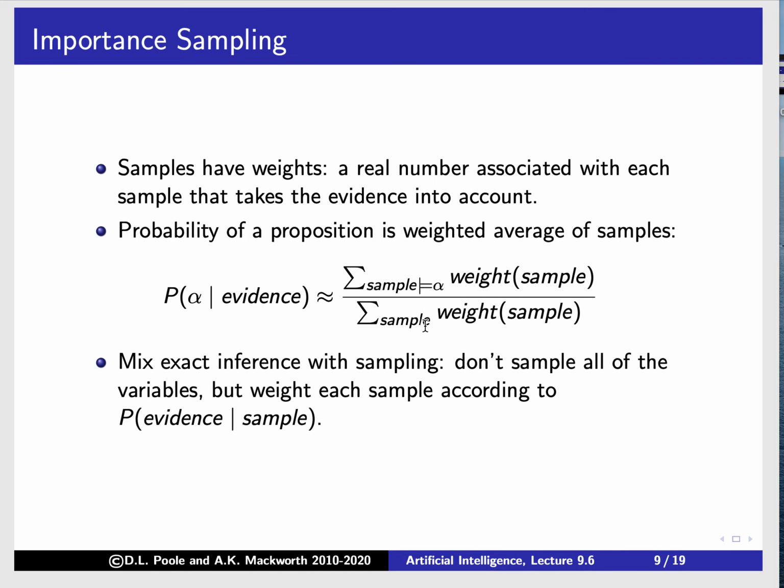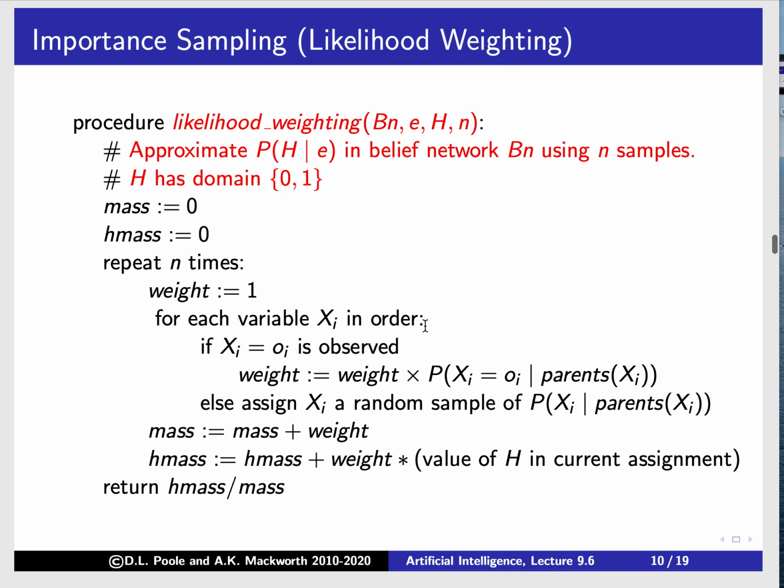Okay, and so we're going to mix exact inference with sampling. We don't sample all the variables, but we're going to weight each sample according to the probability of the evidence given the sample. So here is this algorithm. It's called likelihood weighting. It's an instance of importance sampling. There are lots of importance sampling algorithms. This is one of them. What we're going to do is use it to approximate the probability of some hypothesis given this evidence E in a belief network, Bn, and we're going to use n samples to do it.